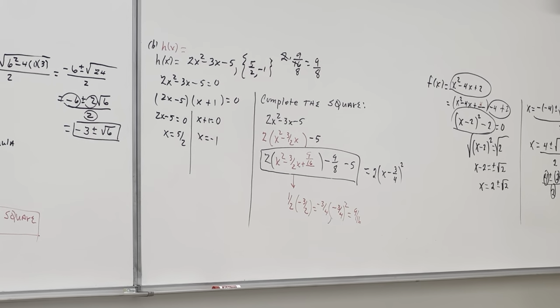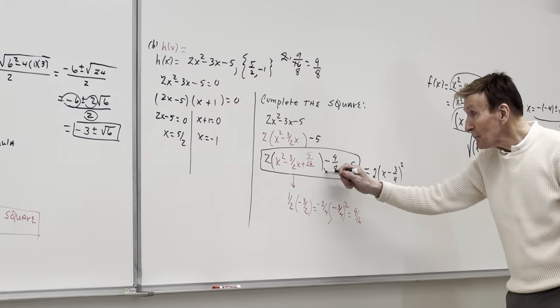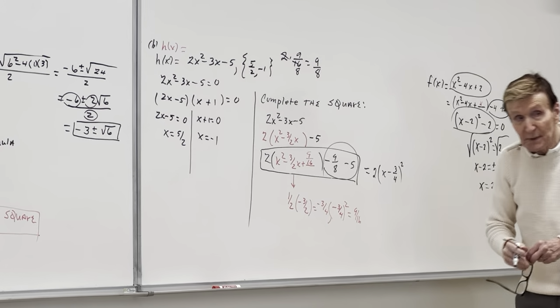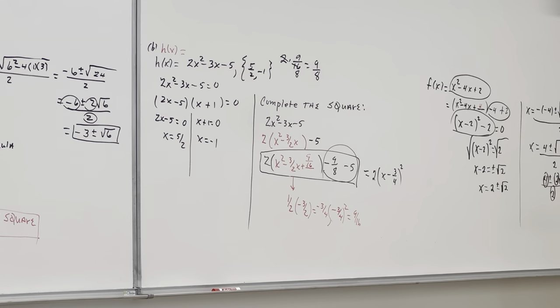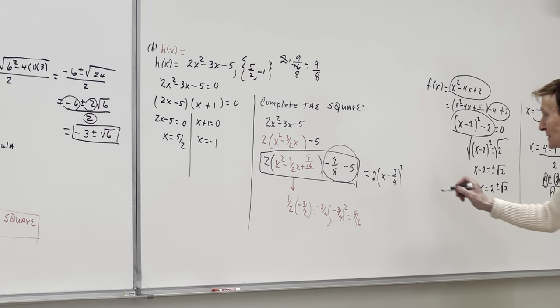Perfect. Now, I got this on the end. I can somewhat put those two numbers together. This is arithmetic now. With a common denominator of 8. And what do we have for a number on the end if I combine those two? Negative 49 over 8. Love it.